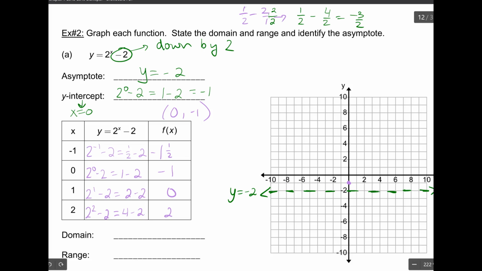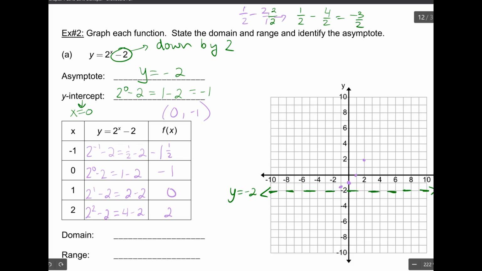0, comma, negative 1. 1, comma, 0. 2, comma, 2. Negative 1, comma, negative 1.5. So it's closer to my asymptote. Normally whenever you're using exponentials, you'll plug in negative 1, 0, 1, because they're the easiest numbers to figure out where you are. Maybe a negative 2, maybe a positive 2 for x.